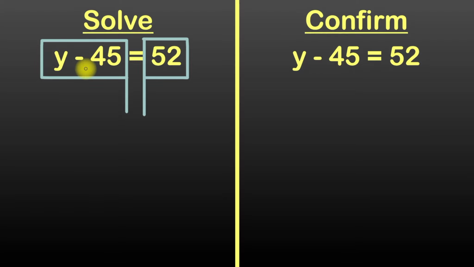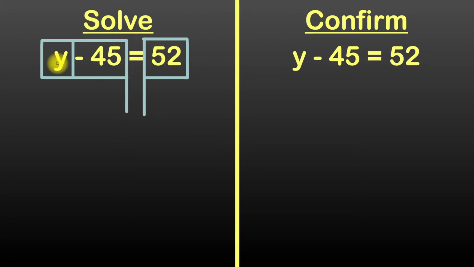On the left side, we have two terms, and the best way to break up terms is to find a plus or minus sign and drop a line right in front. I have a minus sign here, so I'll drop a line right there. So now I've got two terms. I've got positive y, and I've got negative 45. On the right side of the equation, it's just 52 all by itself.